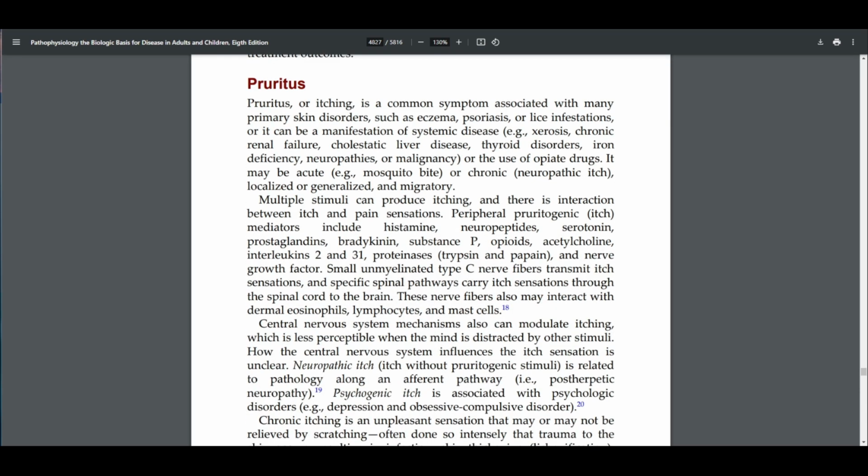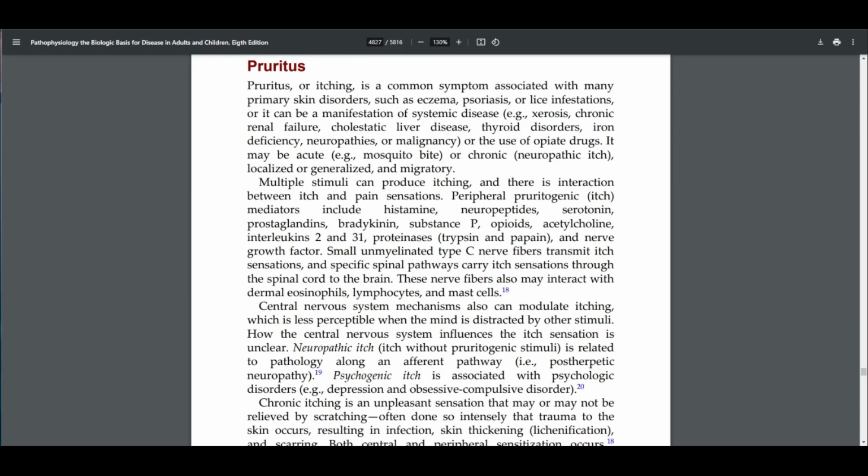Leading us to pruritus. Pruritus, or itching, is a common symptom associated with many primary skin disorders, including eczema, psoriasis, or lice infestations, or it can be a manifestation of systemic disease, or the use of opiate drugs. It may be acute or chronic, localized or generalized, and migratory. And just speaking of that gives me an itchy feeling. Multiple stimuli can produce itching, and there is interaction between itch and pain sensation.